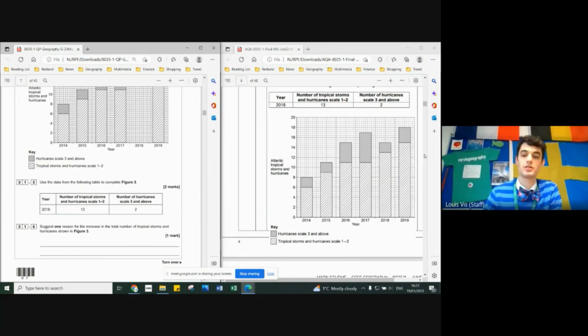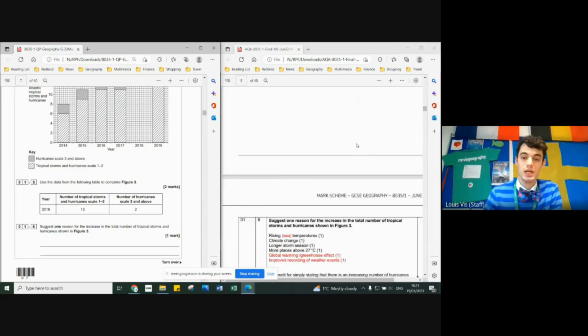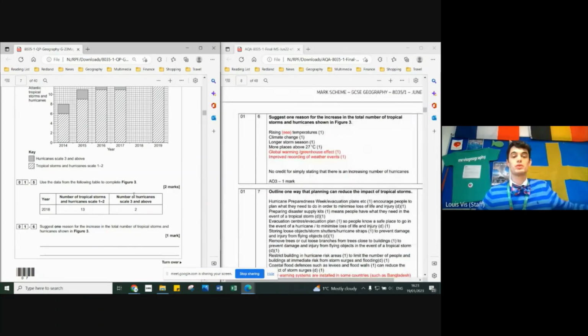Question 1.6 then asks you to say what happened to storms in general. And so if you look at 1.6, the answer is what causes storms to increase.